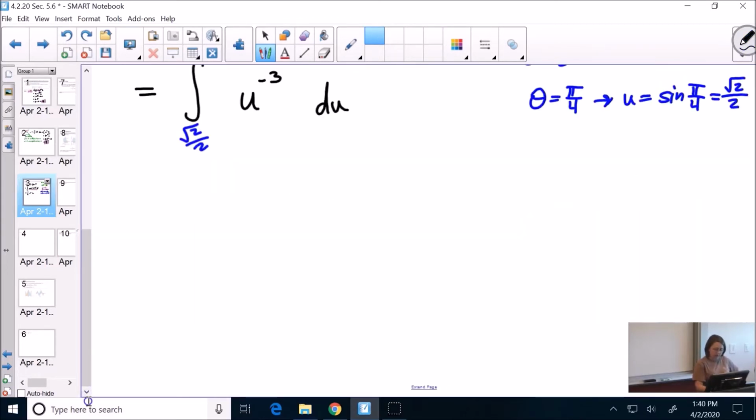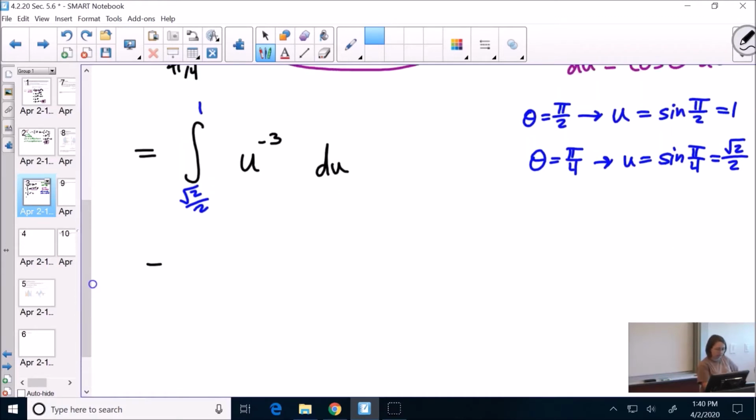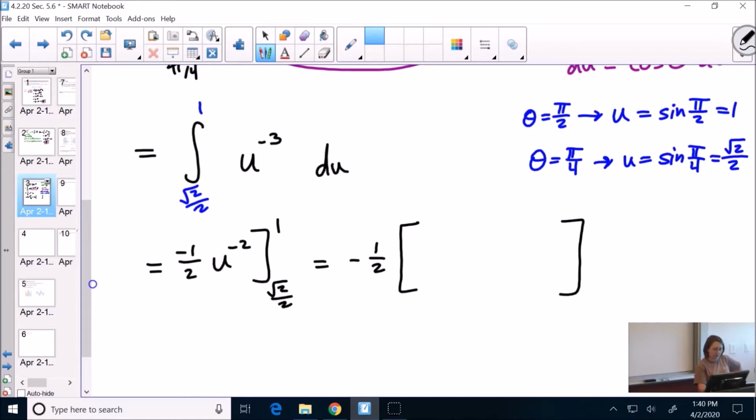Antiderivative of u to the negative 3. That would be add 1 to the power, multiply by the reciprocal, and evaluate from square root of 2 over 2 to 1. I'm going to leave that negative 1 half out front. Just worry about the rest of it. So if we plug in, basically I'm doing this here. Negative 1 half out front, we worry about the rest.